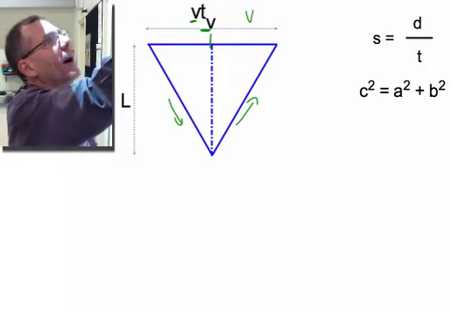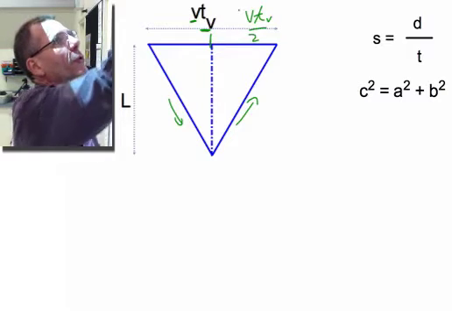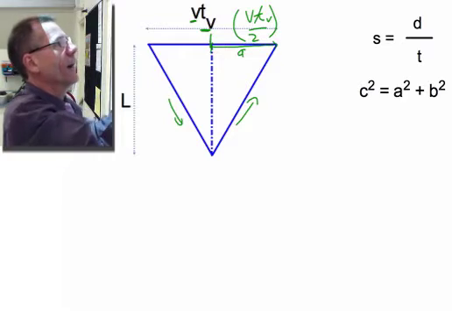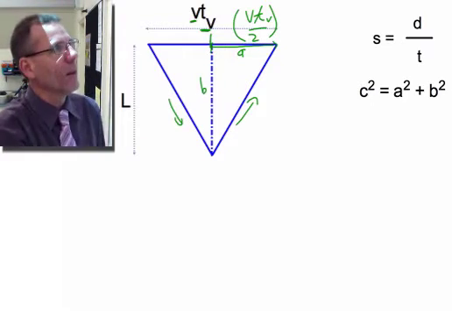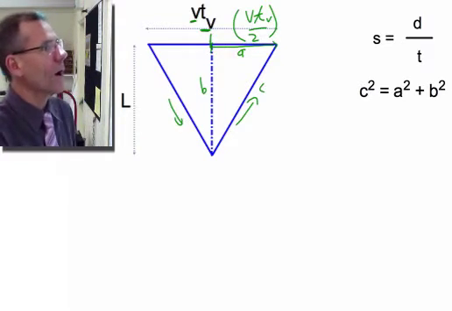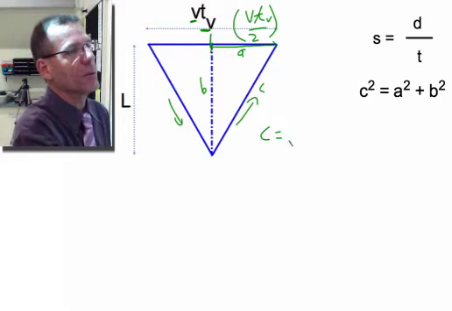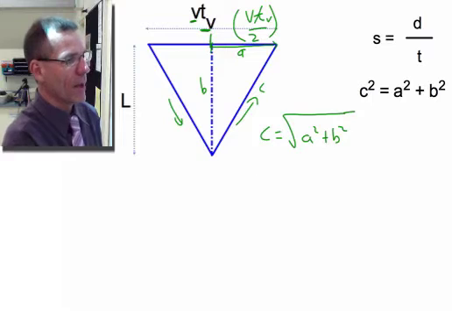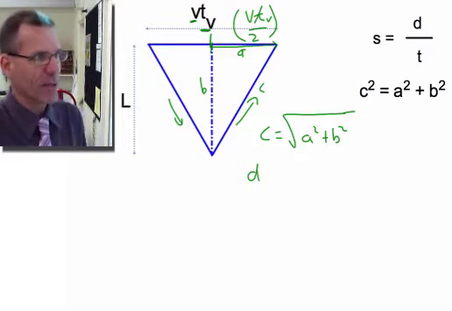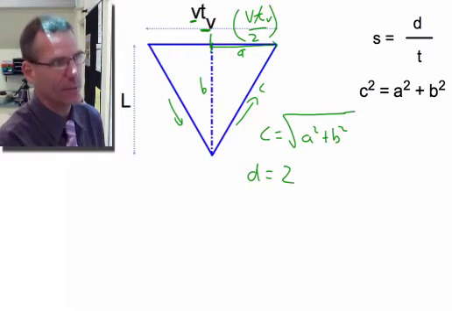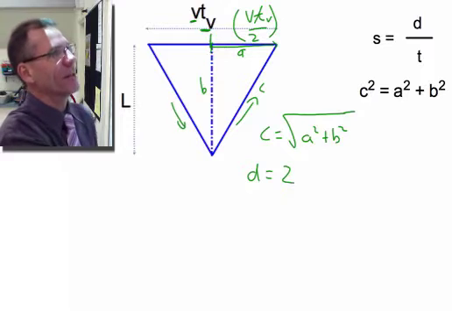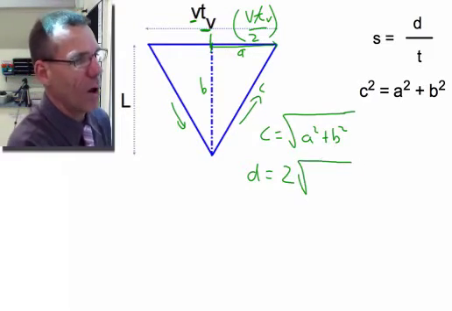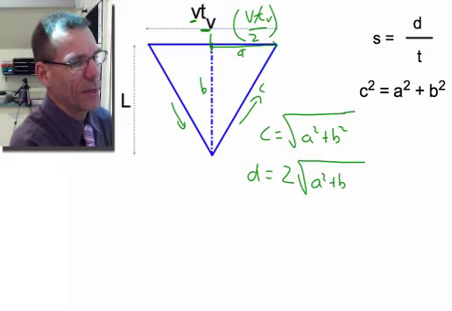We can see that v tv on 2 is this length here, which we're going to call A. This one here is B, that's just L, and C is the hypotenuse. So C equals the square root of A squared plus B squared, that's Pythagoras' theorem. But the distance that the light ray is going to travel is going to be twice that, because it's got to go down and it's got to go back up again, and those two hypotenuses are equal. So it's going to be twice the square root of A squared plus B squared.